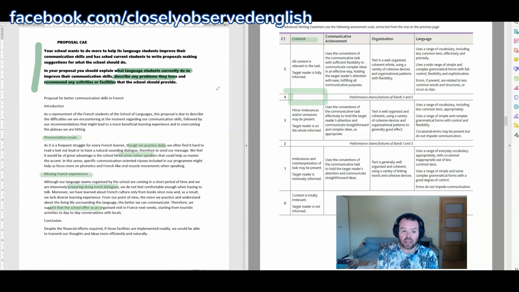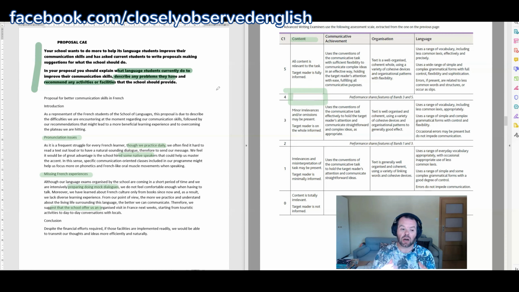And the problem we've got here is that so many of the words available in the word count have been spent on describing the problems and suggesting solutions that there isn't really enough done talking about what language students currently do to improve their communication skills. My suggestion for approaching this would be to limit things so that you just do the task. Don't worry about having a great impression in terms of the quality of your ideas. As such, don't show off that you have so many ideas. Restrict the number of ideas you communicate so that you can expand on each one.